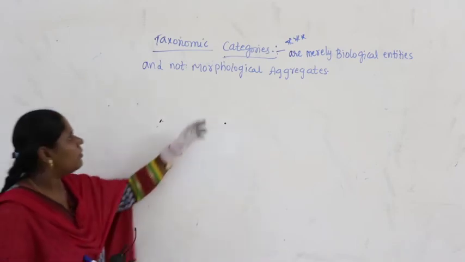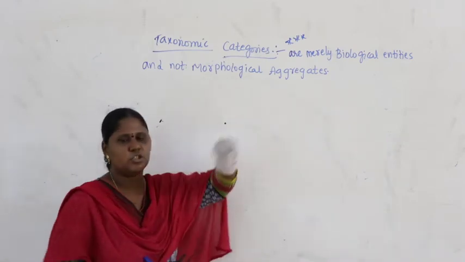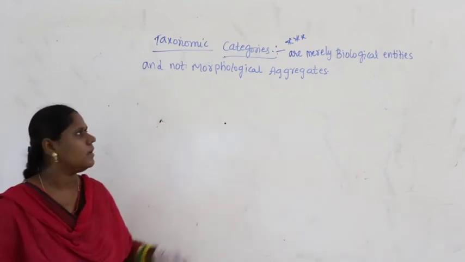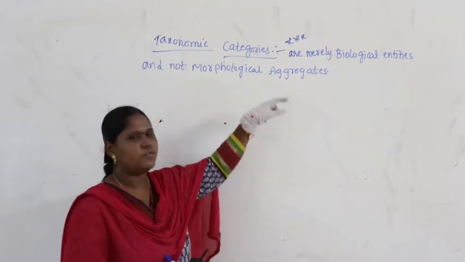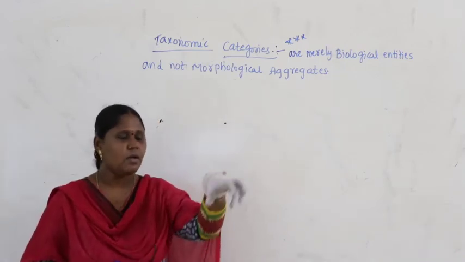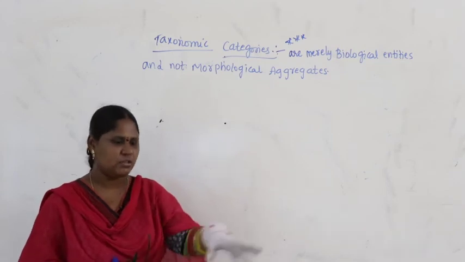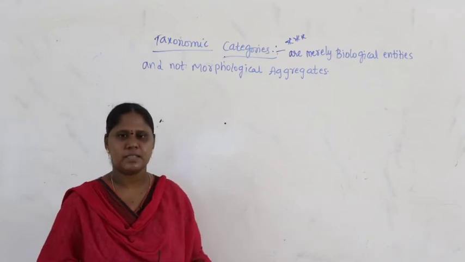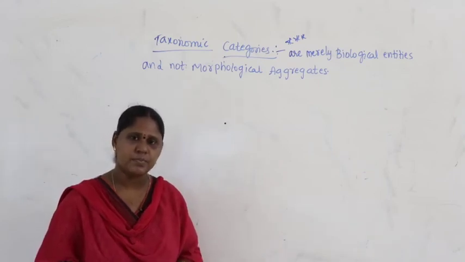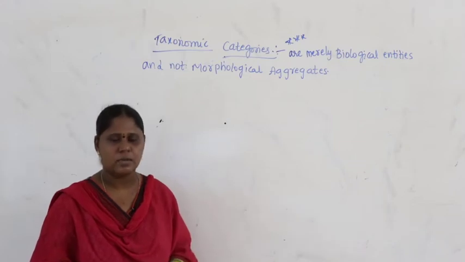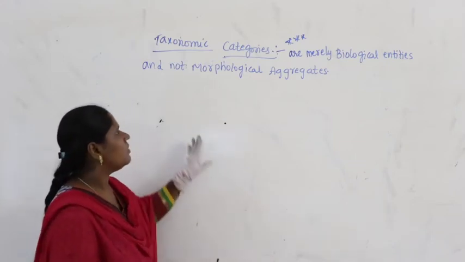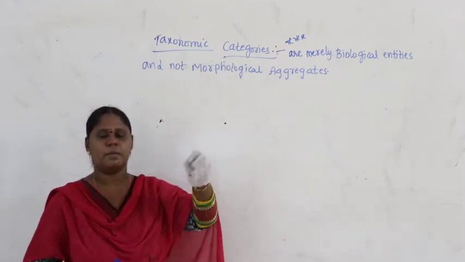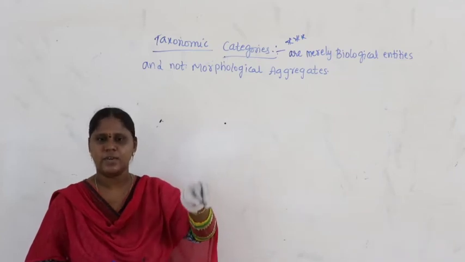Similarly, if you take all morphological parts, aggregate means they join, they combine, meaning they are placed at one place. Aggregate means grouping, joining, combining. So, when you just combine all the morphological parts and keep them at one place, do you think that becomes a biological entity? Do you think that becomes a living organism? Definitely no, right. So, taxonomic categories are applied to keeping a living organism in a particular convenient category.